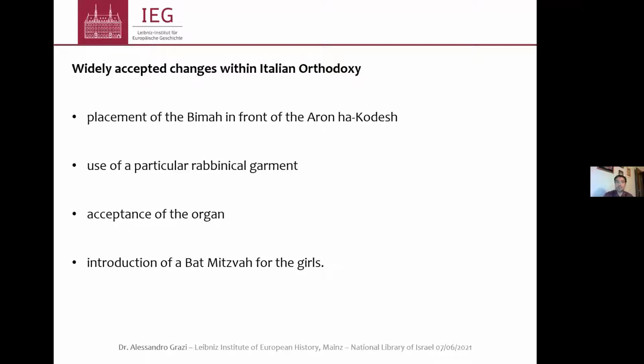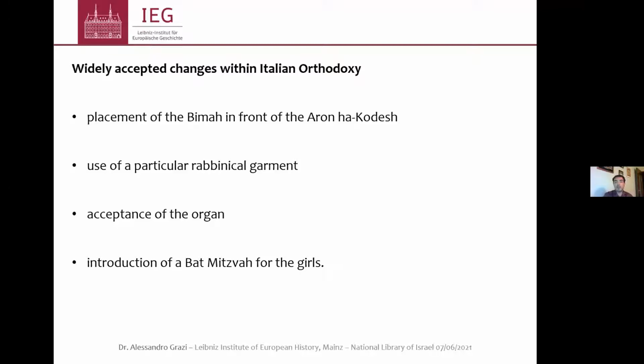In other words, as Gadi Luzzato Voghera noticed, in different respects, Italian Jews often tended to adhere to Christian models about them, including an adaptation of the liturgy and its performances to those of the Catholic majority.